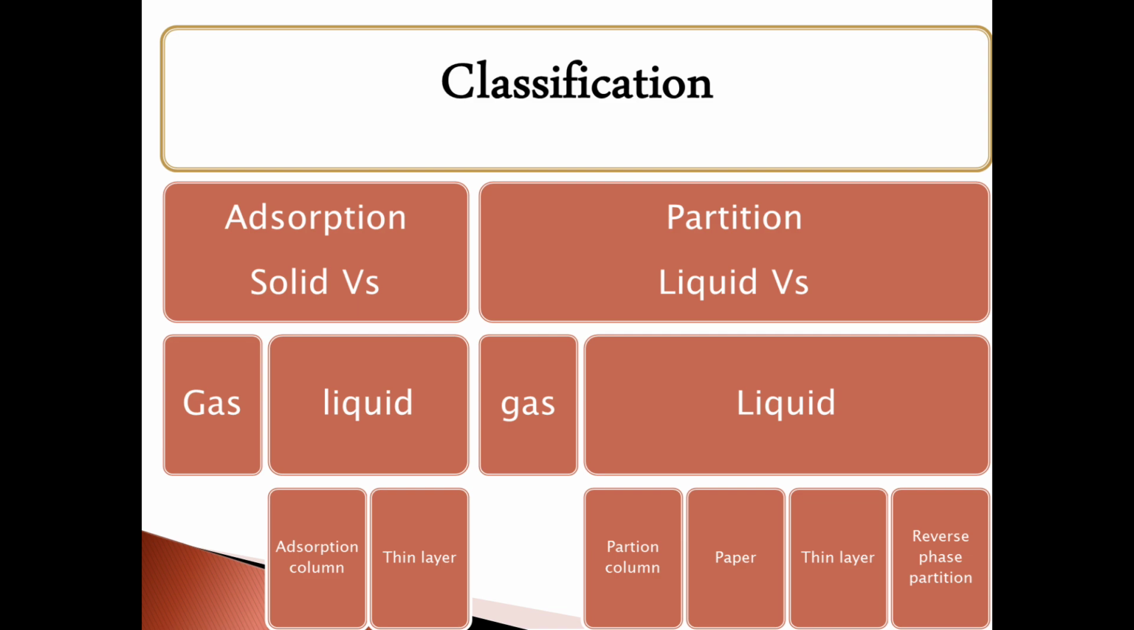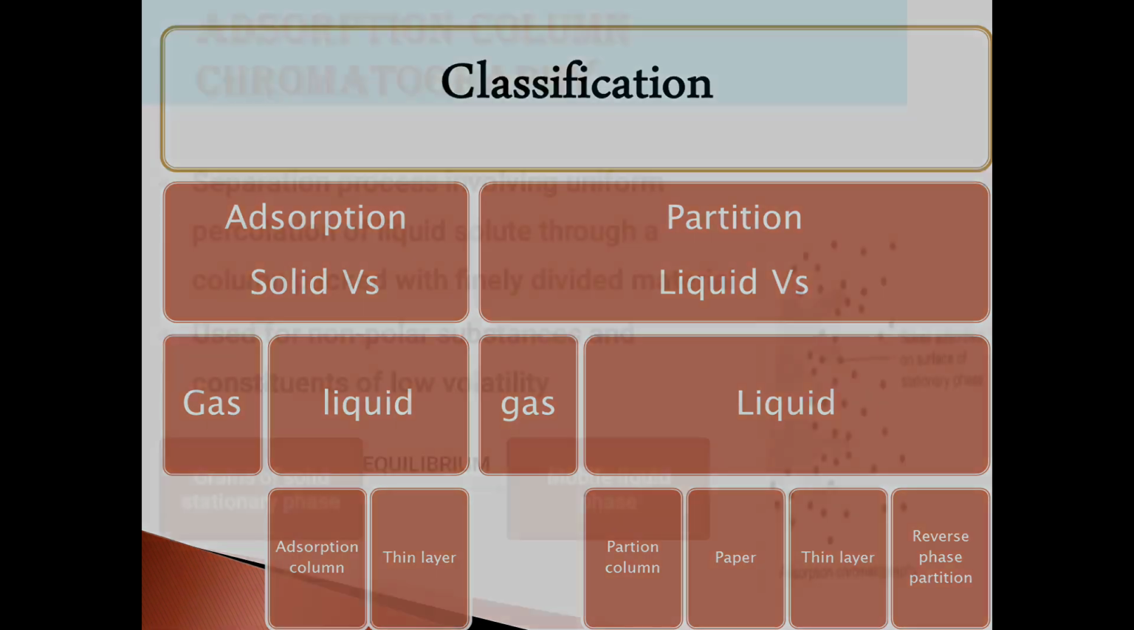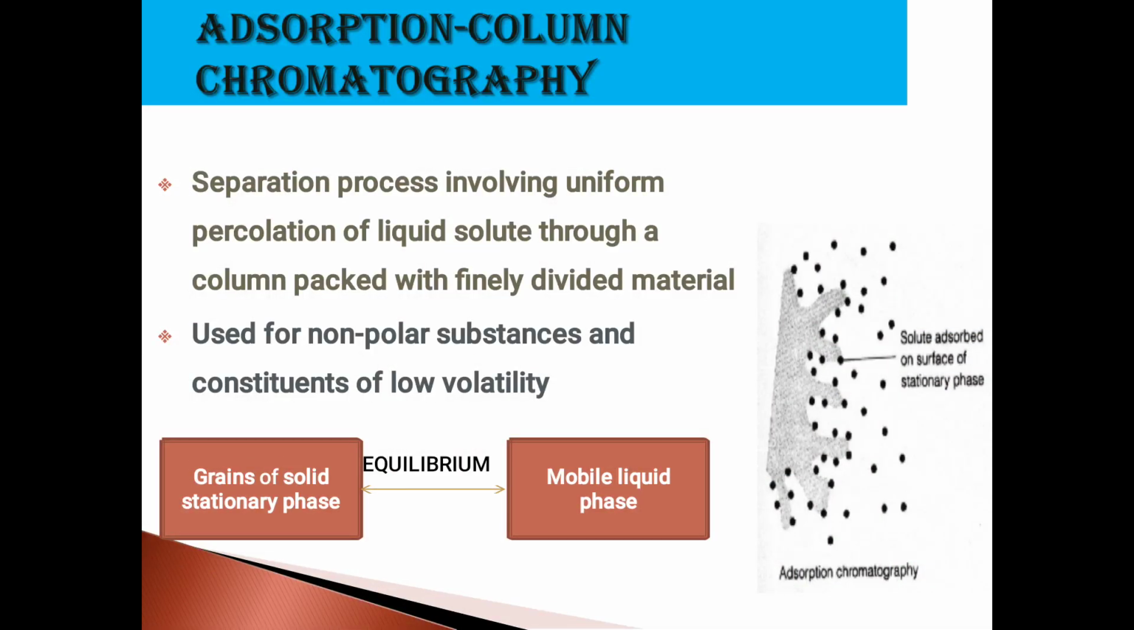Adsorption chromatography has two types: adsorption or column chromatography, and thin layer chromatography. Partition chromatography is divided into four types: partition column chromatography, paper chromatography, thin layer chromatography, and reverse phase partition chromatography. First we see about adsorption column chromatography.